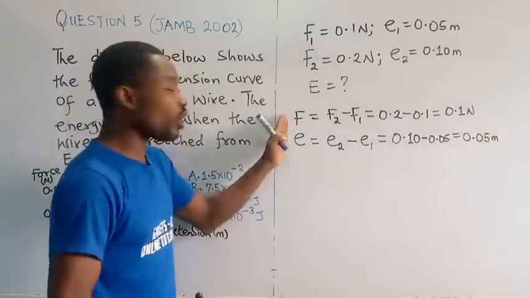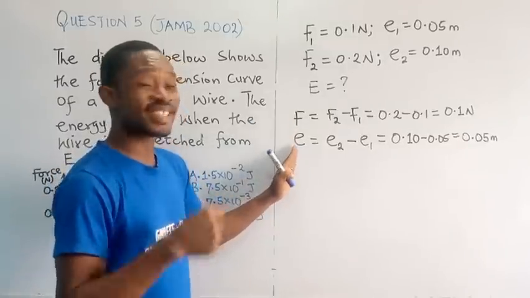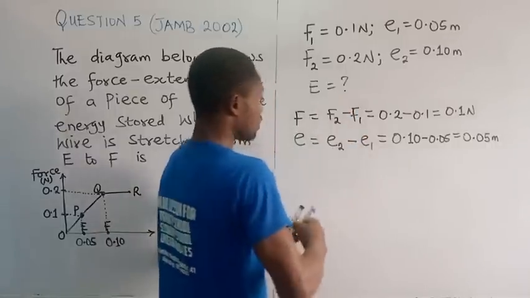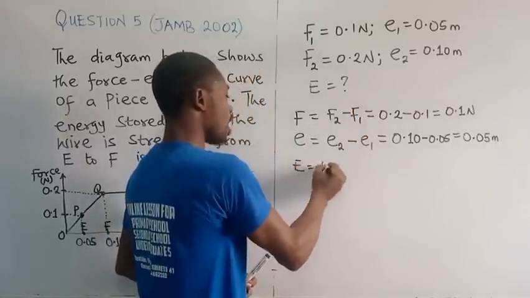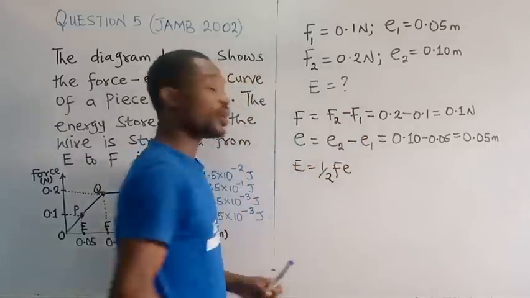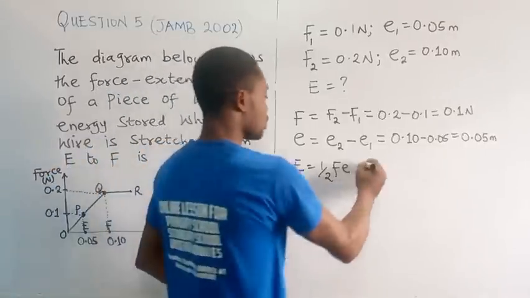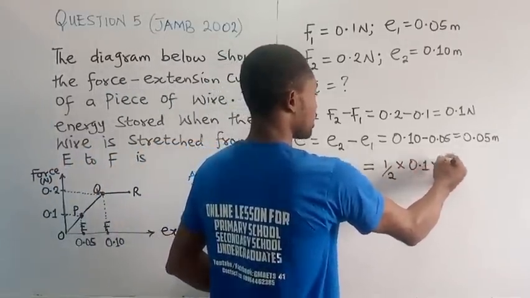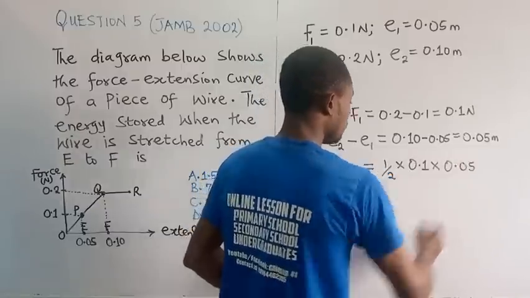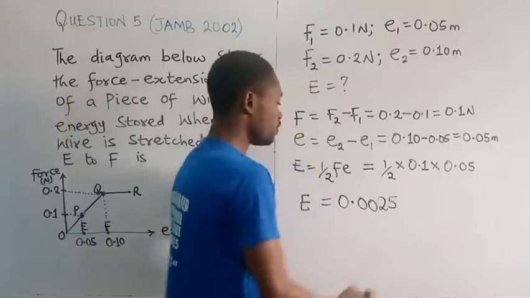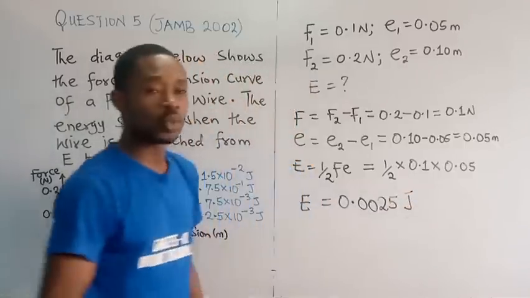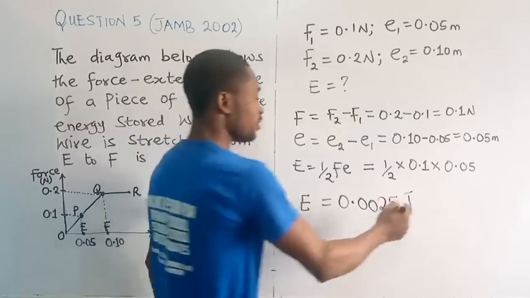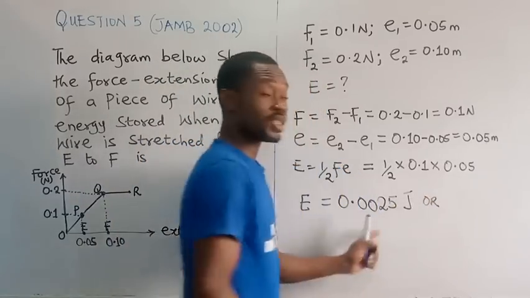Now that we know the force that we need to use for the calculation, we know the extension we need to use. Now I want to recall, like I said earlier, that energy is equal to half Fe, in the case where you're given the force and the extension. So substituting, we have 1 over 2 times the force, 0.1, and then the extension, 0.05. That's going to give us the energy in the wire when the wire is stretched from point E to point F.